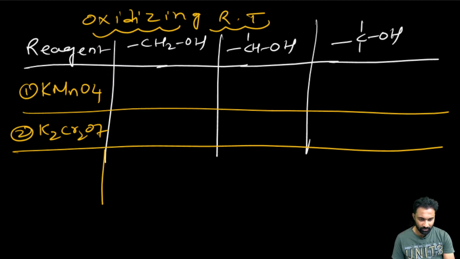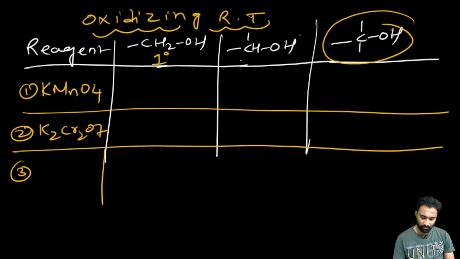Can anyone tell me what it will do? Next, the third one will be KMnO4 upon 1 degree alcohol. What is the product we will get? KMnO4 upon 1 degree alcohol, KMnO4 upon 2 degree alcohol, KMnO4 upon 3 degree alcohol. What are the products we will get? I am asking.